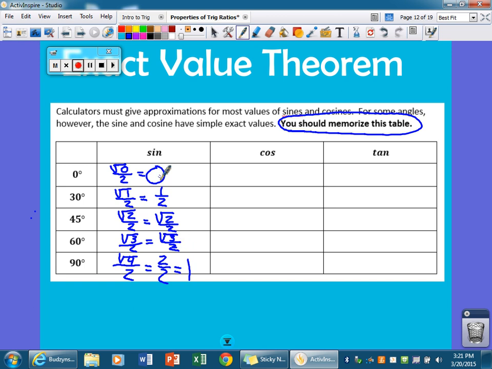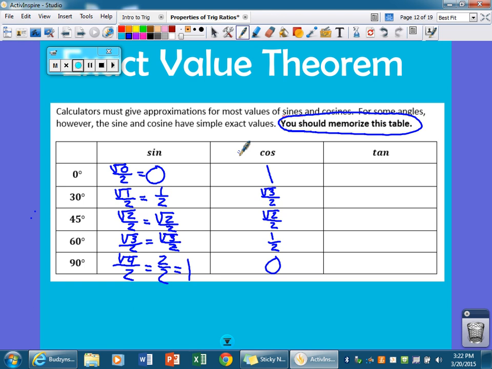So instead of starting at 0, it starts at 1. And then it's square root of 3 over 2. Square root of 2 over 2. And then it's 1 over 2. And then it's 0. Notice how it's related. Sine of 0 degrees is 0. Cosine of 90 is 0.